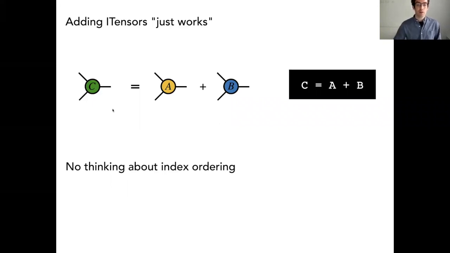But tensor diagrams don't have a left to right ordering. They're like planar, so there's no sense of something being to the left or to the right of something anyway. Yeah.